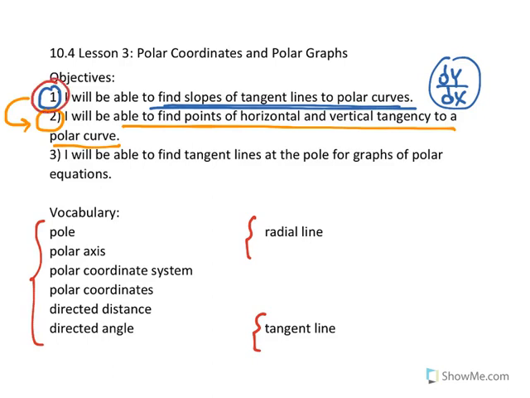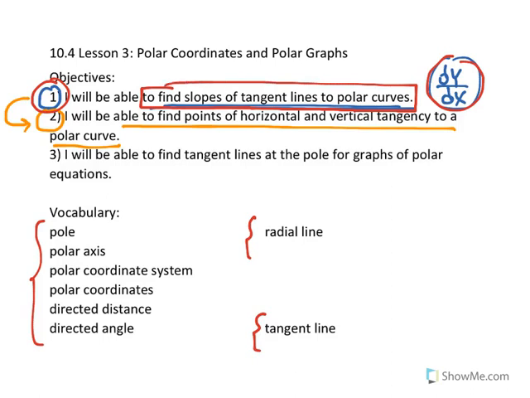We did this for a specific polar equation. We took the polar equation r is equal to 5 times cosine theta, and we found dy dx for that. But you can actually generalize the process that we followed to come up with a formula or a theorem that would give you the same result, which would allow you to find slopes of tangent lines to polar curves.